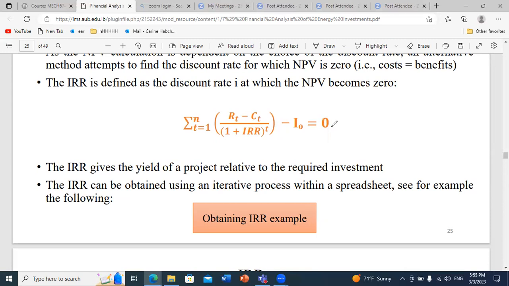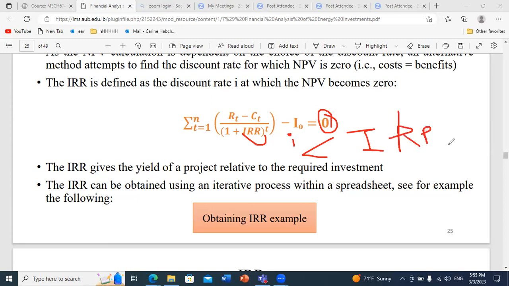You set the net present value equal to 0 and calculate the IRR. Once you find this value, you can say that for any discount rate I smaller than the IRR, the net present value will be positive. If I is smaller than the internal rate of return, the NPV comes out positive.